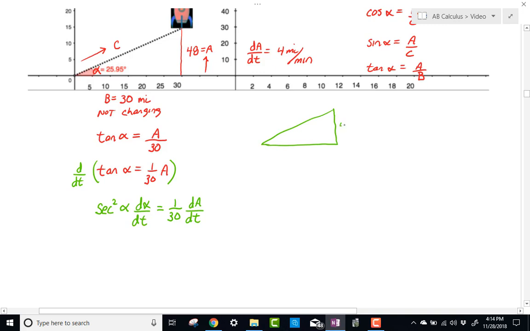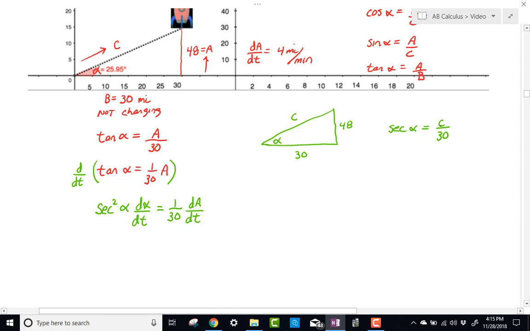So I know that this side is 48. I know that this side is 30. I know that this is C. I know that this is alpha. And I need secant of alpha in order to plug into my formula. All right? In order to do secant, I know that secant of alpha is defined as hypotenuse over adjacent, so I need to know C over 30 in order to do secant.